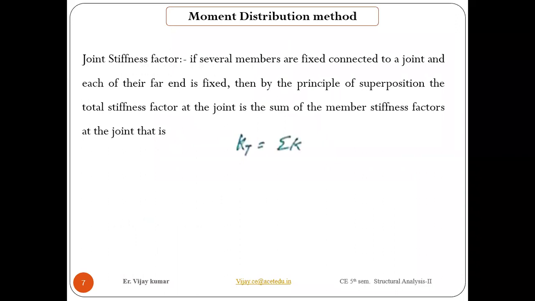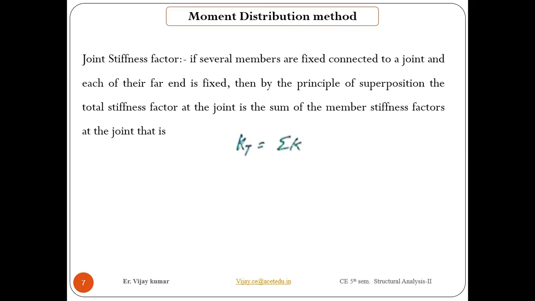Many times you have a joint where different members or components are connected at a single joint. In that case, how are you going to calculate the stiffness factor? That is what we are going to calculate here. If several members are fixed connected to a joint, like there is a center joint connected by 3 fixed members, in that case, what is the value? That we are going to look into.